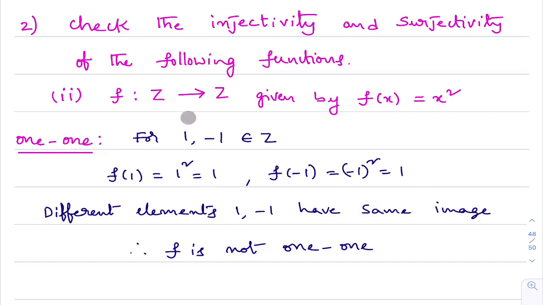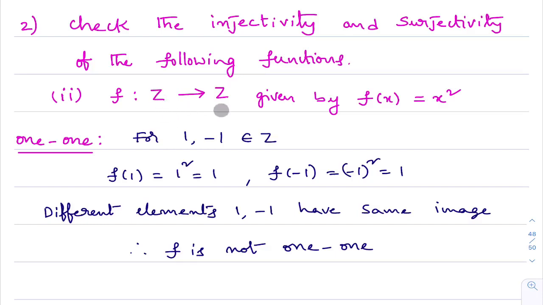See here, this function is not a 1-1 function. Why is it not 1-1? Randomly we need to check in the beginning. What is the 1-1 function definition? Different elements in domain set must have different images in the codomain set. That is the definition of 1-1 function. Here integers are there. You take 1 and minus 1. Both are different.